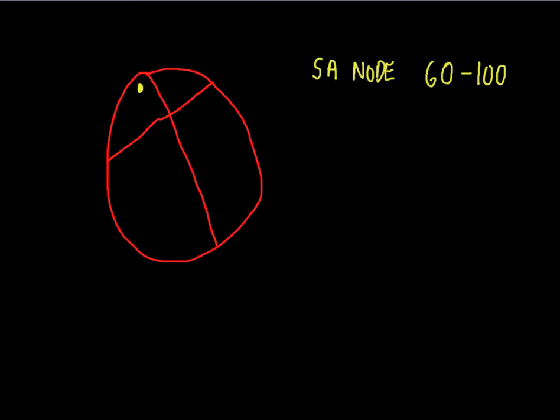I'm going to throw in yellow. I have the SA node. The SA node has a rate of 60 to 100 per minute. That's the normal cardiac pacemaker. It's otherwise known as the sinoatrial node or the cardiac sinus. That's essentially what causes our heart to tick in a normal, healthy person. So that's our general normal pacemaker.